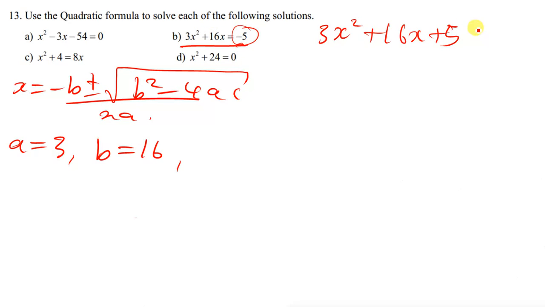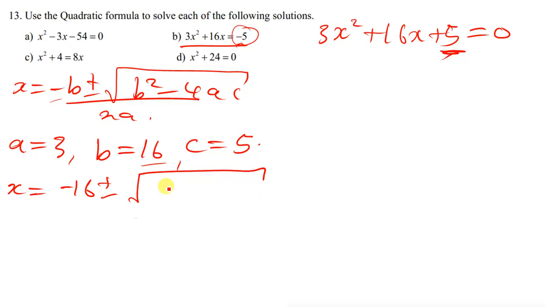When it crosses the equal sign, it becomes positive 5. So the value of c is positive 5. So c is 5. So we just have to replace the values there. So x will now be equal to negative 16, because we have this negative and positive 16 there. We put there our b, then plus or minus the square root of 16 squared minus 4.